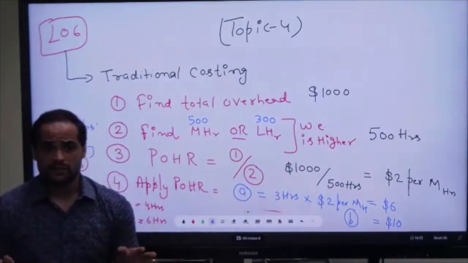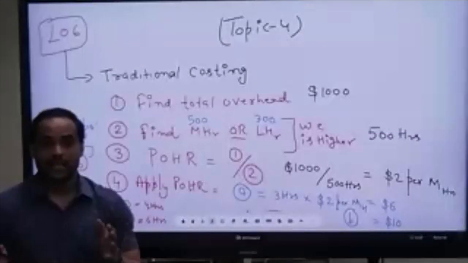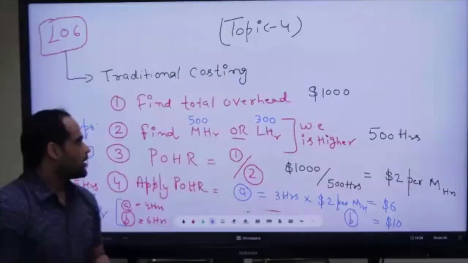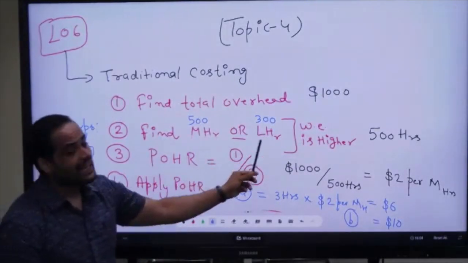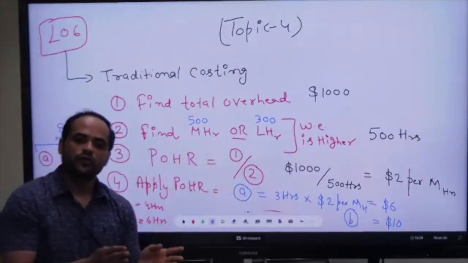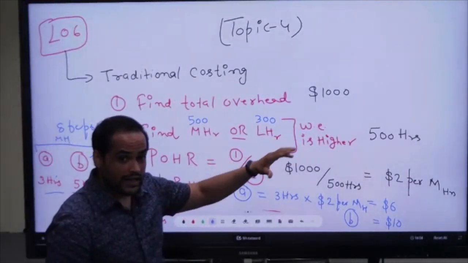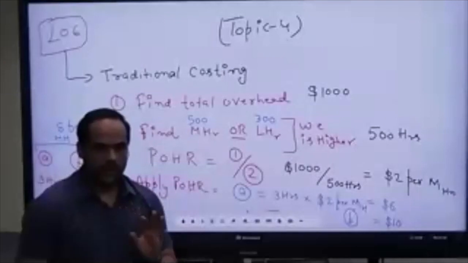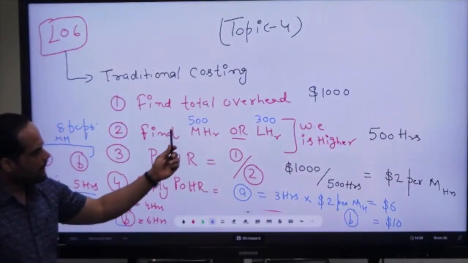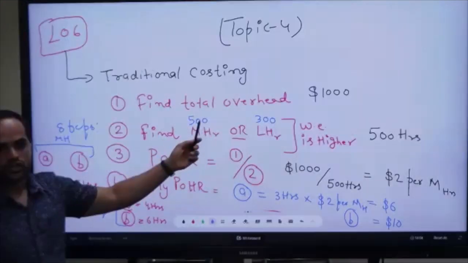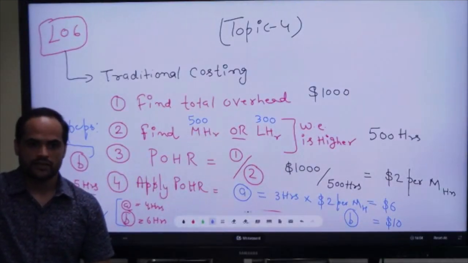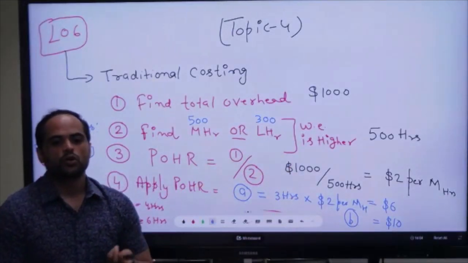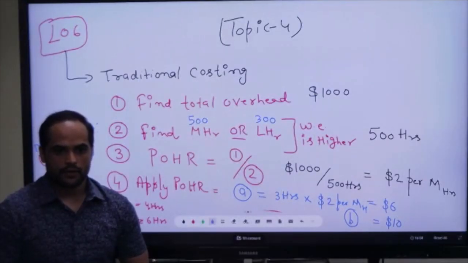That is a very common, more practical example. Nowadays, machine and labor are both involved. Traditionally, mostly labor was involved, right? So if both are involved, then you have to check which one is higher, machine hours or labor hours. For example, as per your question, machine runs 500 hours to produce total products, and laborers work 300 hours to produce total products, all right?